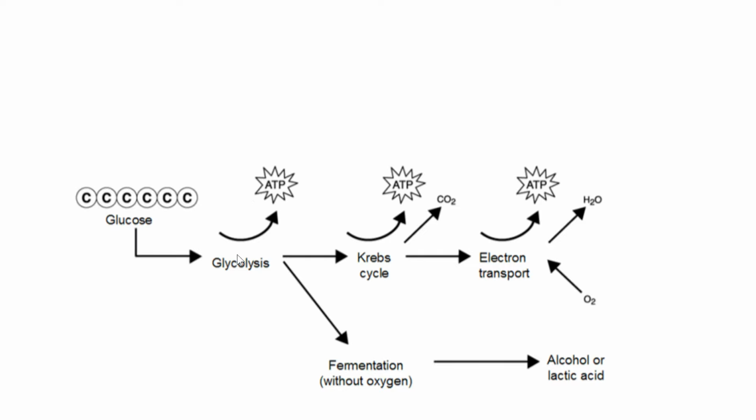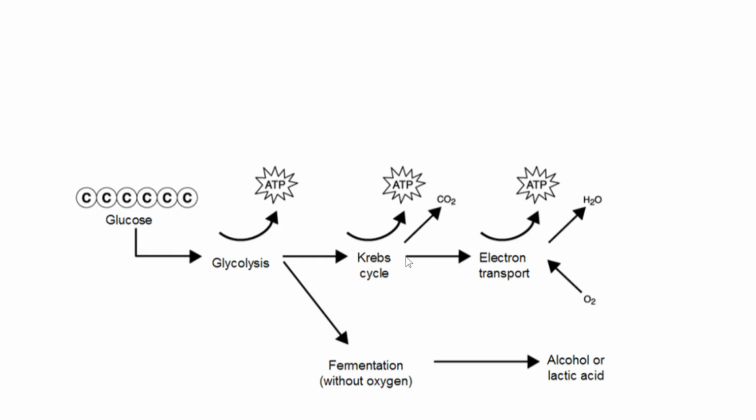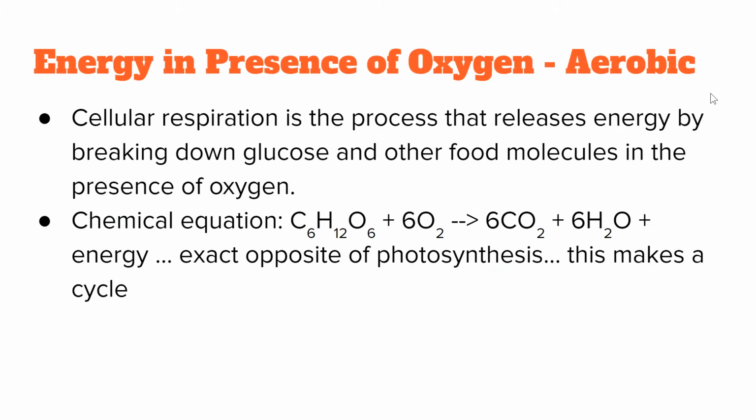After it goes through glycolysis, it has the option, depending on the organism, of going into what's called fermentation if you don't have oxygen or you're anaerobic. Or if you have oxygen, it goes into something called the Krebs cycle and then the electron transport chain. We're going to quickly go through these. So when we have oxygen, it is aerobic.